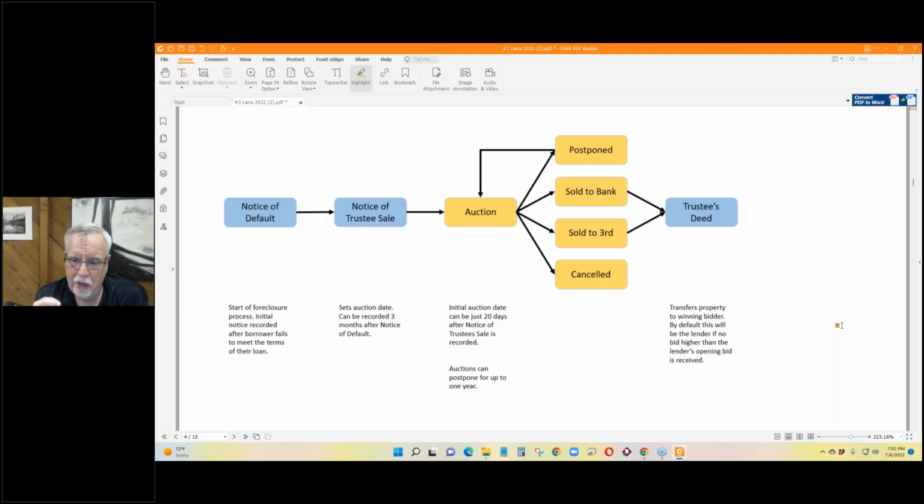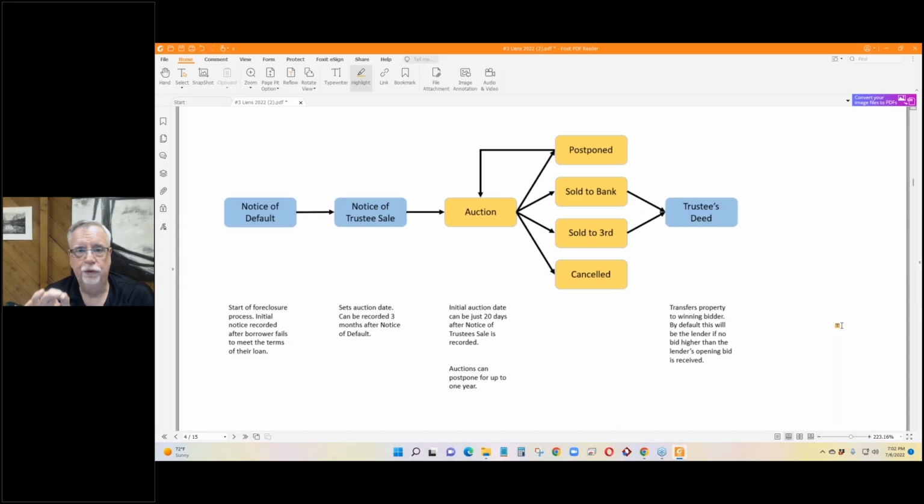But if they do have a sale, it could either be sold to the bank or sold to a third party. When it's sold to the bank, that's when we call something an REO. REO stands for real estate owned by the bank. This is how that would happen. Let's say $800,000 is the outstanding balance of the loan. The opening bid at the auction is the amount of the first loan plus any costs of sale. That's the opening bid. Let's say that's 800,000.